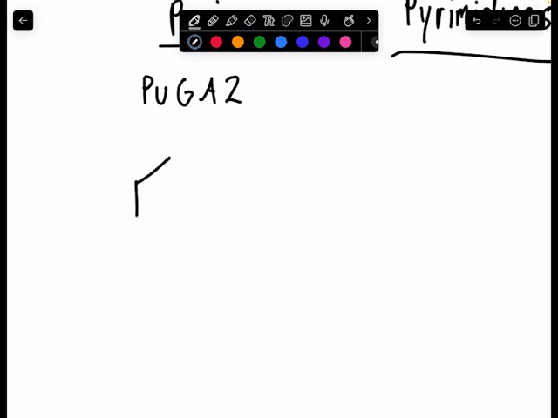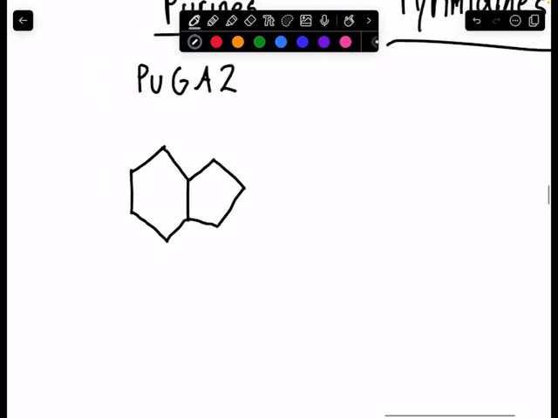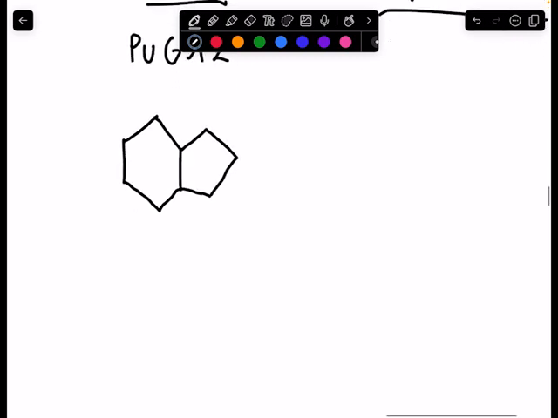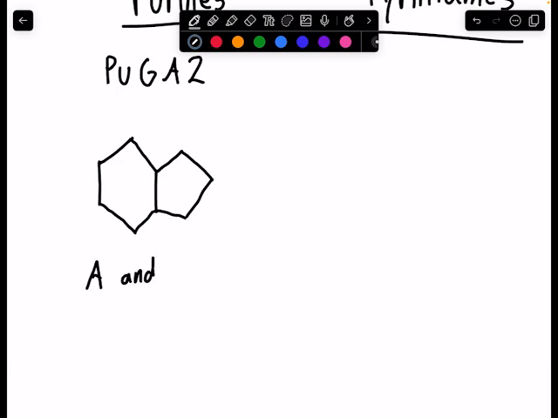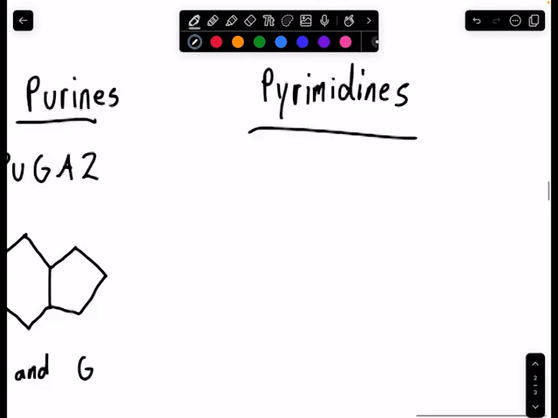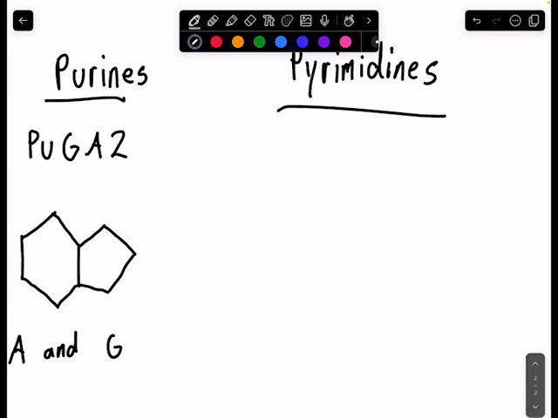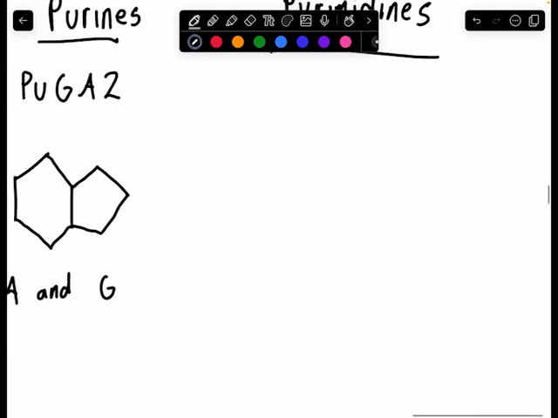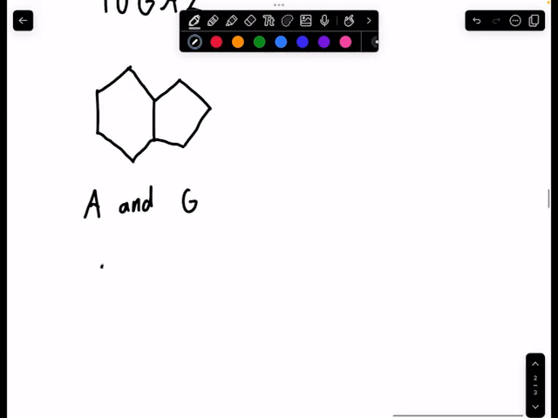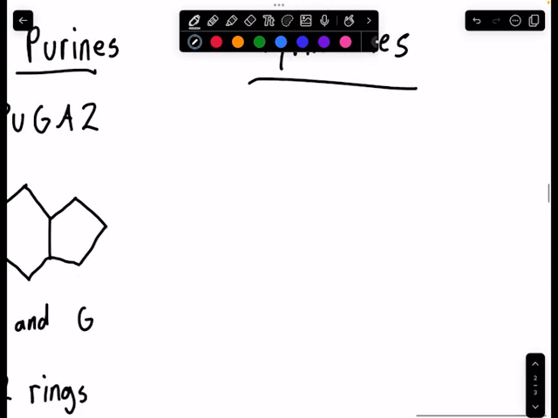We have a hexagon, and we have a pentagon attached to it. I know that's not a great drawing, but that's how it is. It's 2 rings together. And so this is A and G. And then pyrimidines, there's not really a fun name for that, so you're just going to have to remember that. But those are just 1-ring structures. So this is a 2-ring structure, 2 rings. So this is a 1-ring structure.